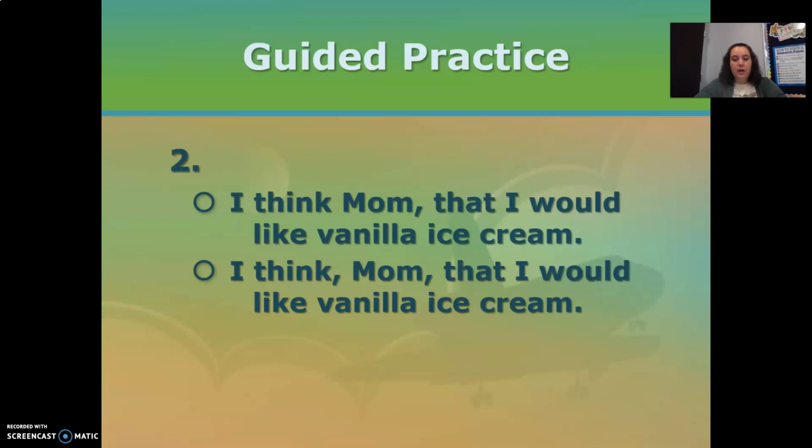Number 2. I think, Mom, that I would like vanilla ice cream. This is called direct address. This is where we're speaking to Mom. So we can see this sentence, they only put the comma after. And then in this one, they put the comma before and after. Well, the correct choice is the second one. We put commas completely around the name that we're using in direct address.